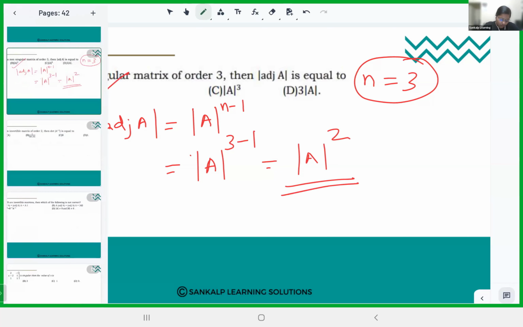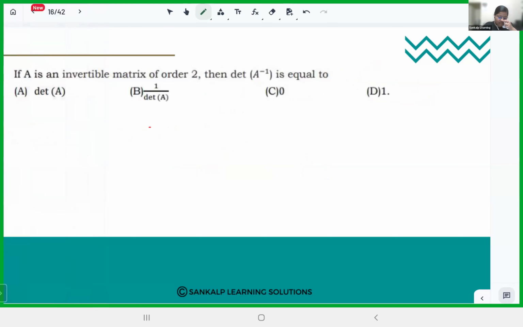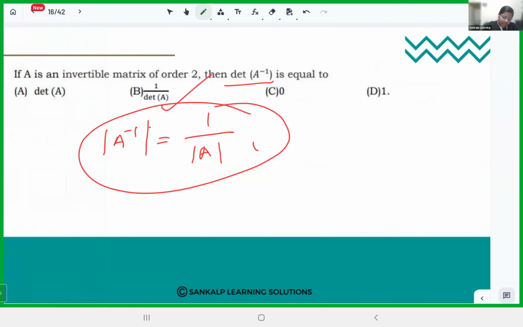Now we are moving on to the next question. If A is an invertible matrix of order 2, then determinant of A inverse. This is a property you have to study. Determinant of A inverse is nothing but 1 by determinant of A. Which option is right? B. Here they have given it in words and I have written it in notation. That is the only difference. Determinant of A inverse is equal to 1 by determinant of A. So option B is right.